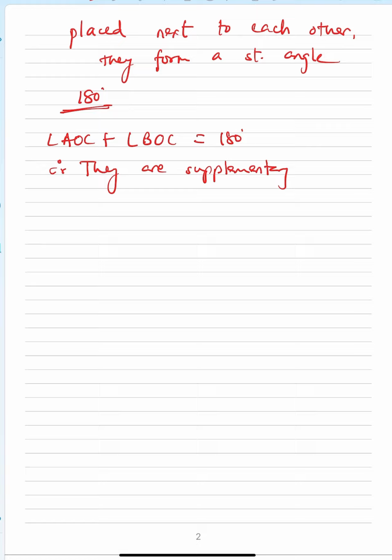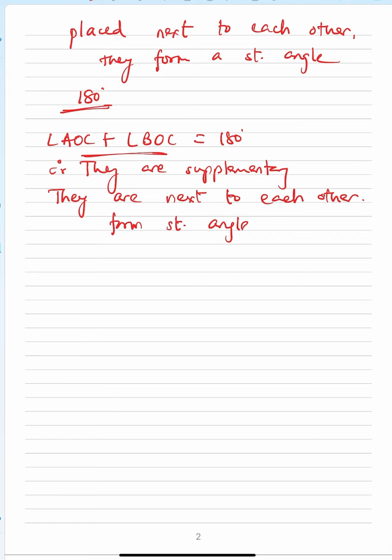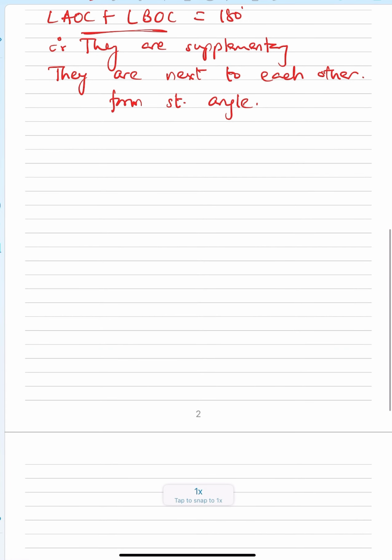Why do they form a straight angle? Because they are next to each other. These supplementary angles form a straight angle. So these are the two special types of angles. One is complementary, another one is supplementary. Now the third one is adjacent angles.